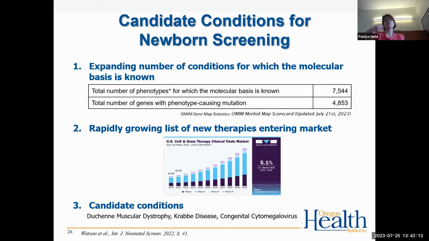That is combined with the rapidly growing list of therapies that are entering the market, so now you have a treatment. So we anticipate that there will be an explosion of conditions that are ready for newborn screening. Some of the ones that are currently either being considered or are actually being screened for in certain states include Duchenne muscular dystrophy, Krabbe disease, and congenital cytomegalovirus.